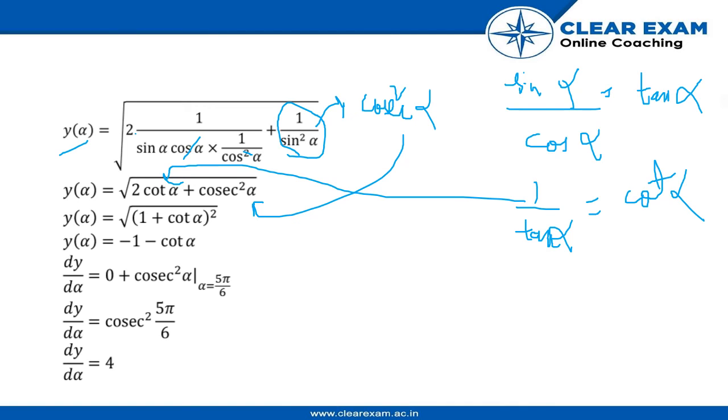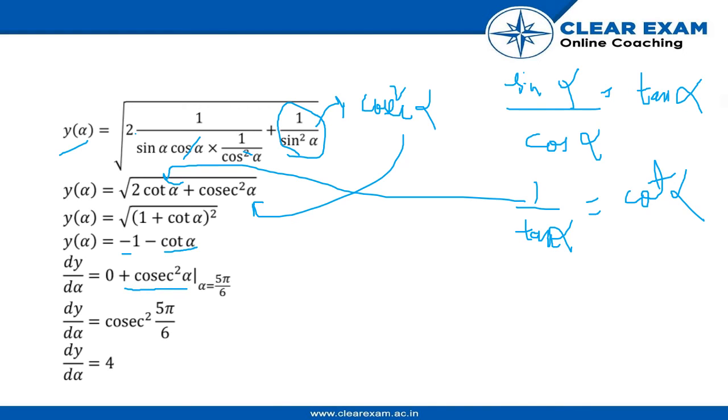Now simply differentiate y with respect to alpha. Differentiation of 1 is going to be 0, and differentiation of cot alpha with respect to alpha is going to be minus cosec square alpha. Minus minus transforms to be plus.